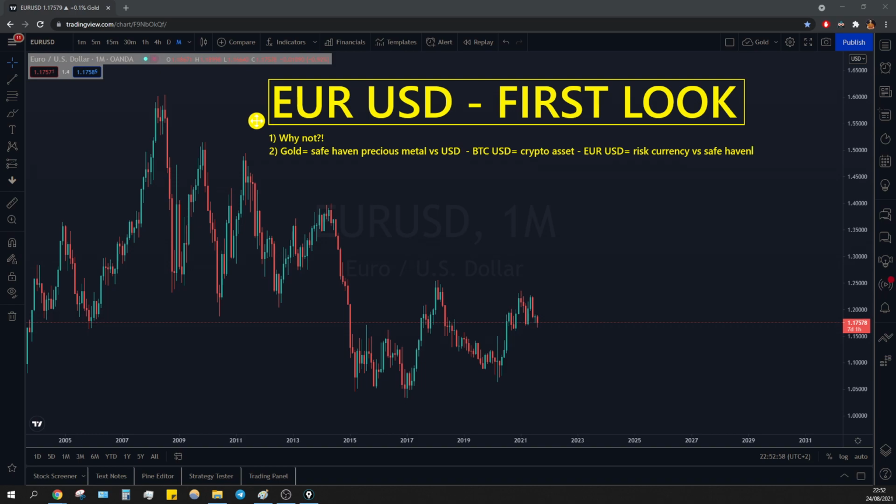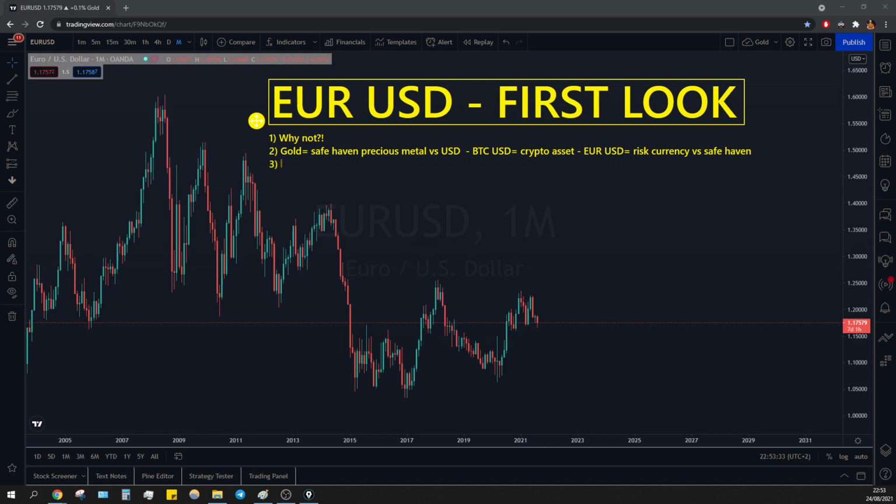It would be very interesting to include, because you might think, okay, the dollar is increasing in value, so euro dollar should be bearish. But maybe not, because against gold, as I told you, dollar is sort of the risk currency, while against the euro it is the safe haven currency.